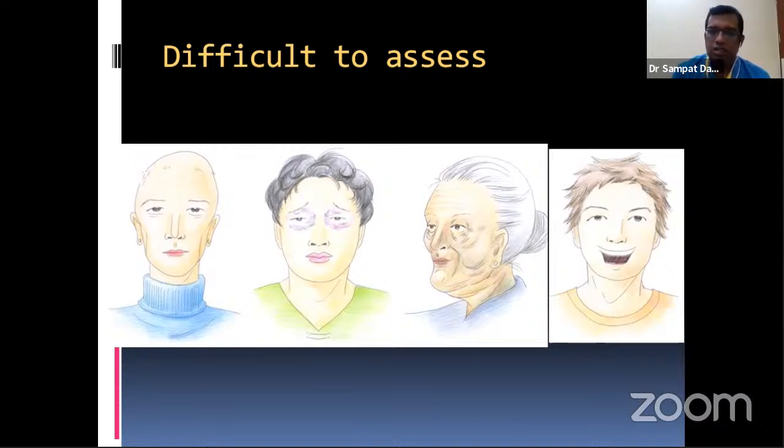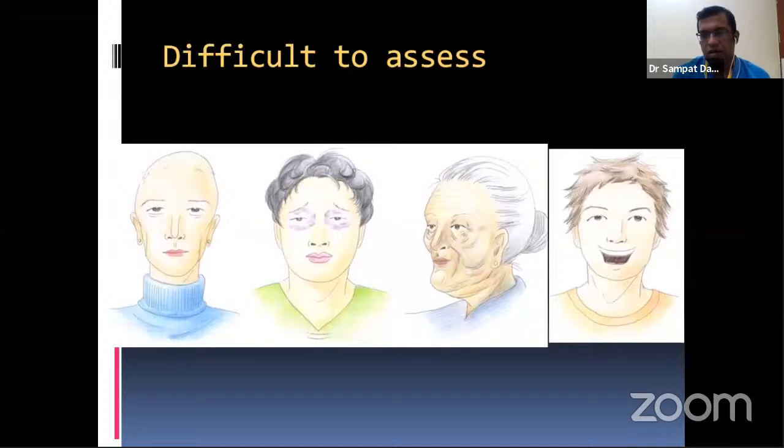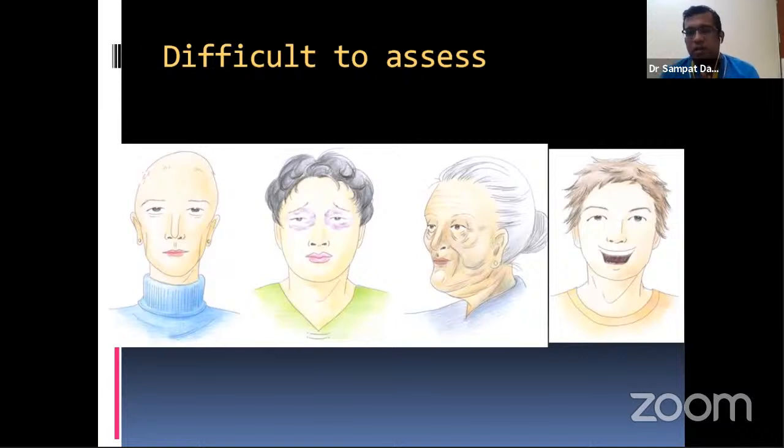So all these three things obviously require intervention, but this fourth one, this person, is happy but hypoxic. This is typical of COVID, which we need to be very, very cautious about, because in these patients the oxygen will be going down. The patient will not be complaining of things.